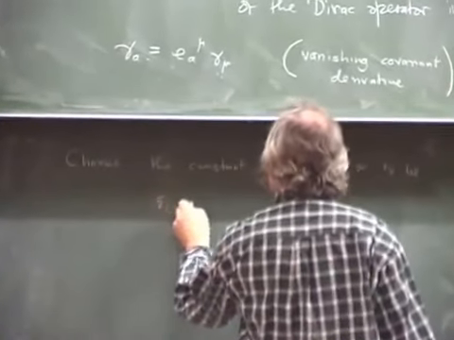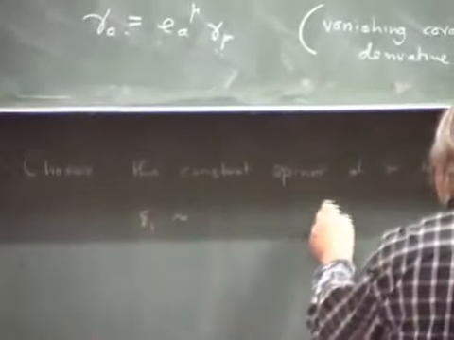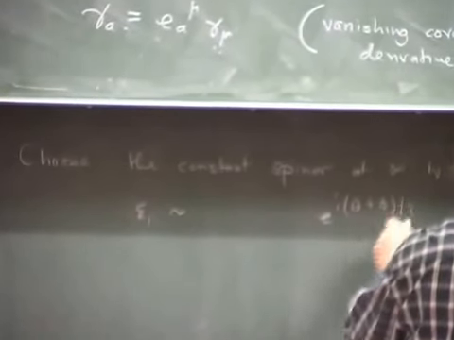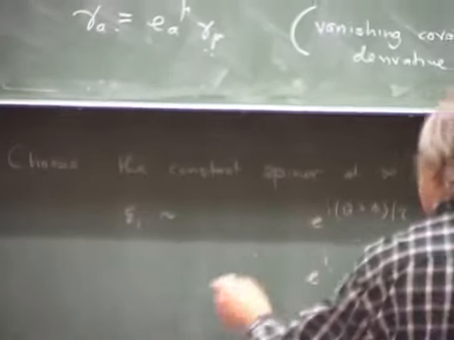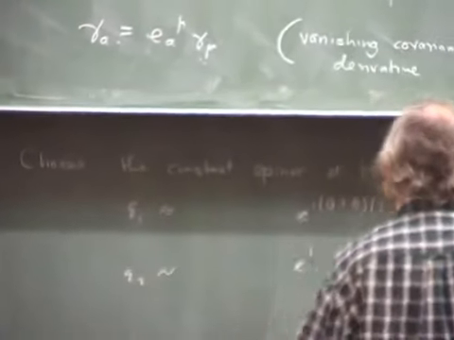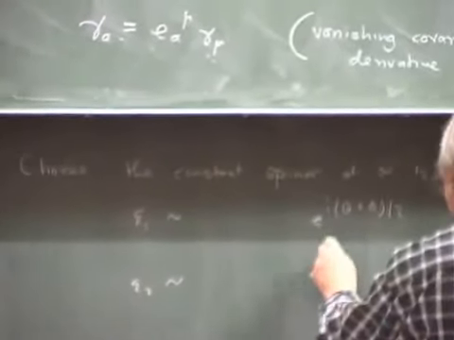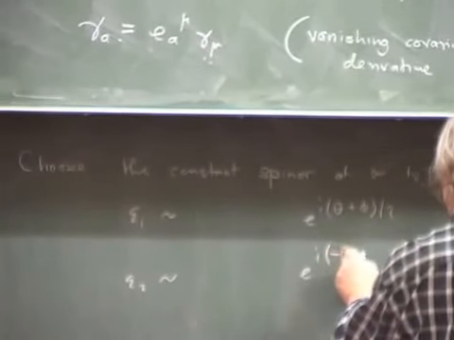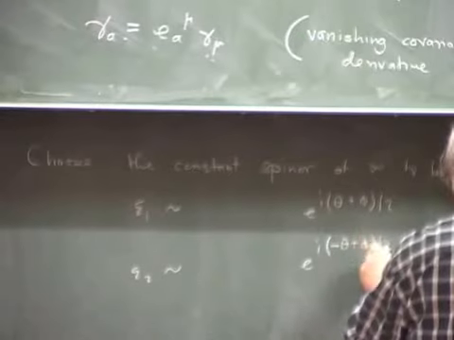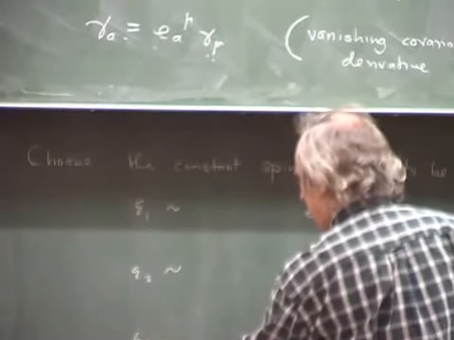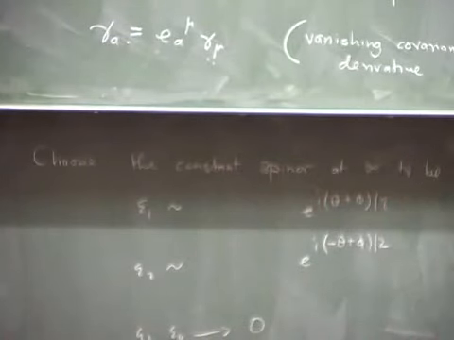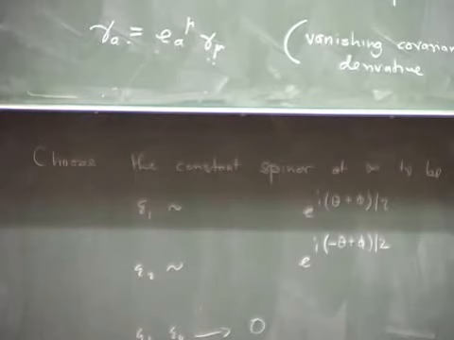So epsilon 1 looks like e to the I theta plus phi over 2. Epsilon 2 is e to the I minus theta plus phi over 2. Epsilon 3 and epsilon 4 go to 0. What is the first correction in powers of 1 over r?